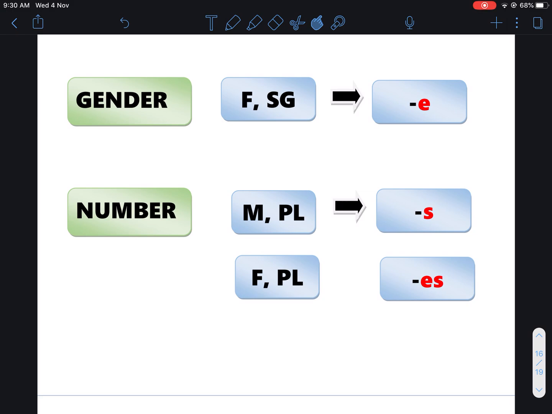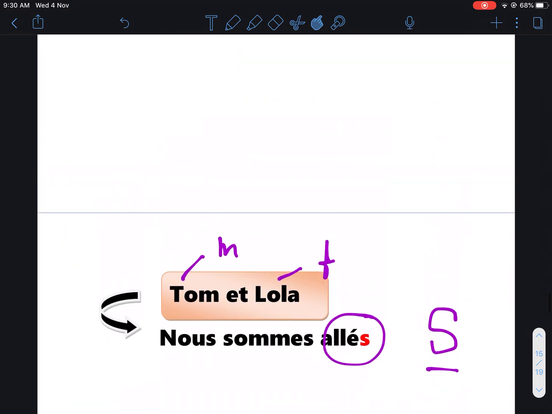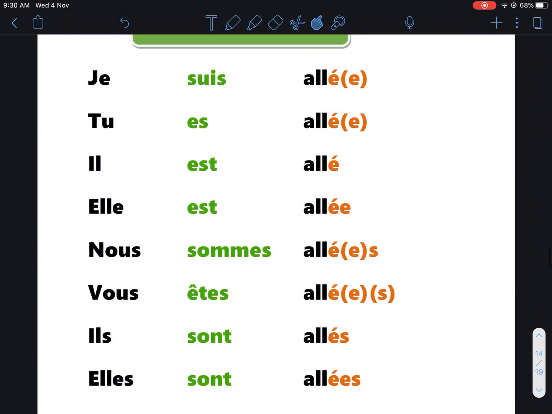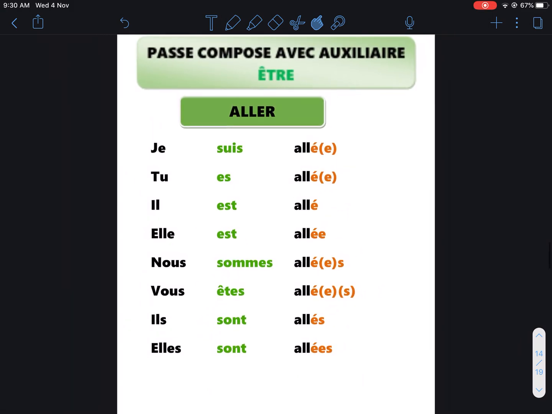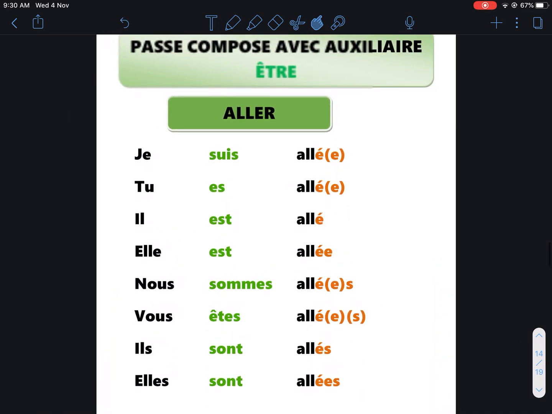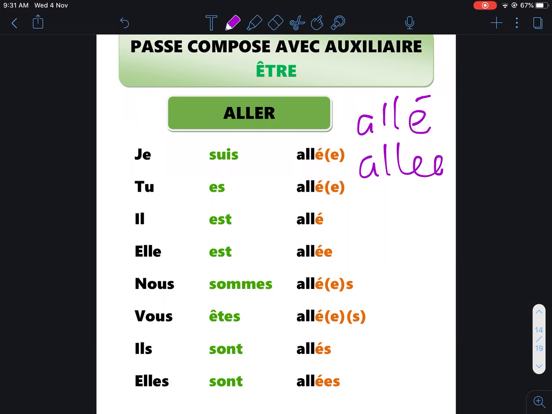So now, let's read the verb aller. Okay, so here you have two choices. You have either allé like this or allée like this. Same pronunciation but different spelling. The first allé is for male, when I is a boy, and the second allée is when I is a girl, female.